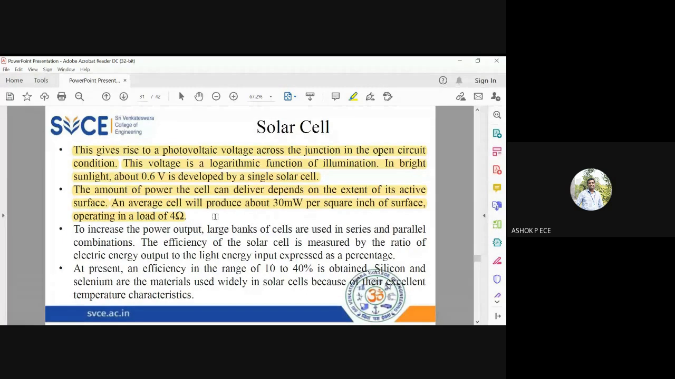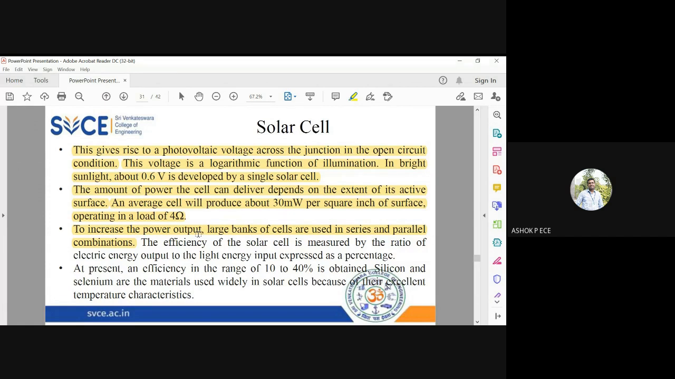An average cell can provide 30 milliwatt per square inch of solar cell. If you connect a solar cell of 1 square inch, it can deliver 30 milliwatt of power operating a load of 4 ohms. To increase the power output, you have to connect them in series and parallel combinations. Series combination means you're going to add them. Parallel means in order to make the voltage the same.